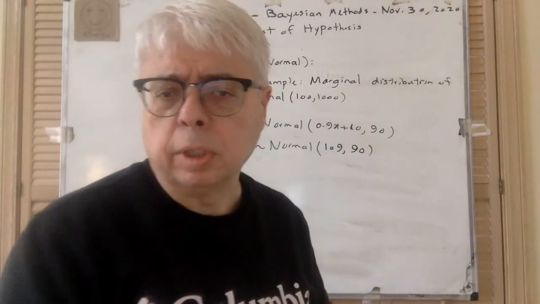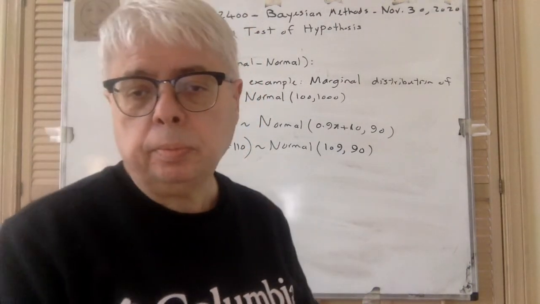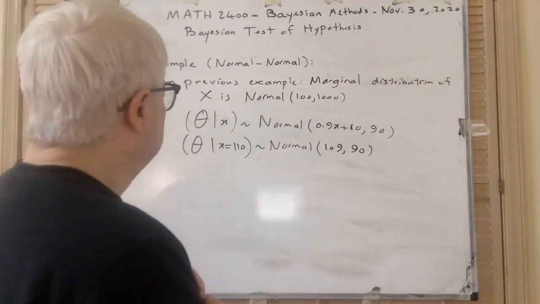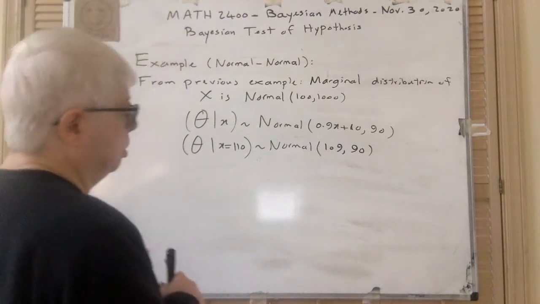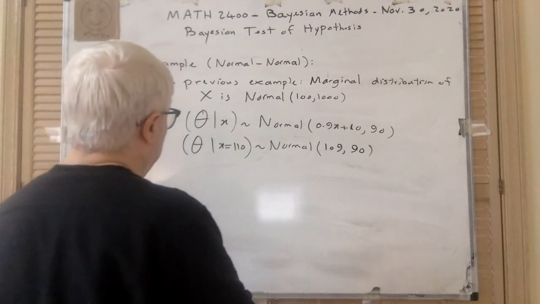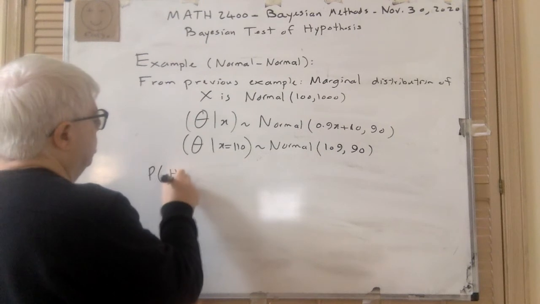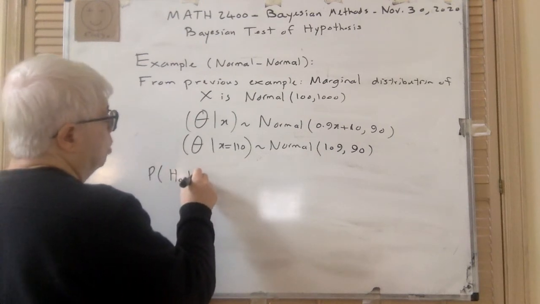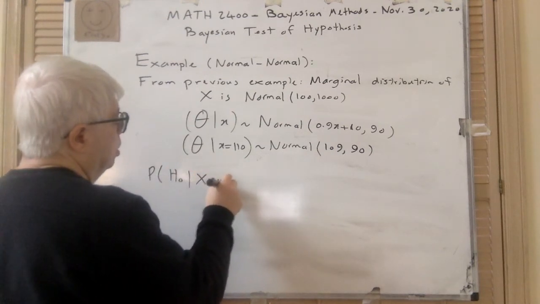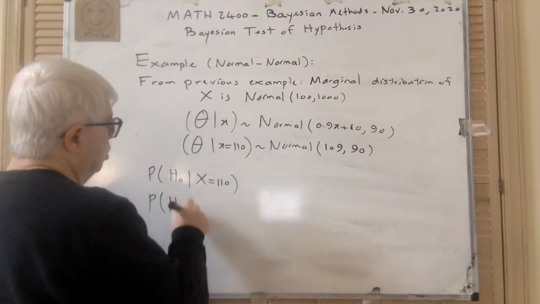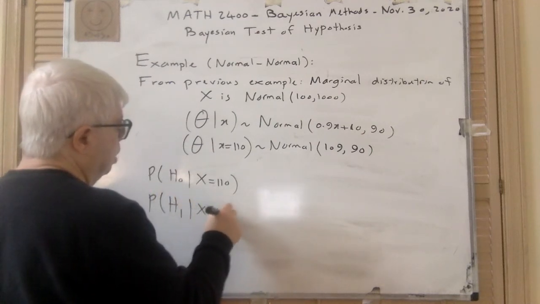So that is in fact a posterior distribution, and we want to find P of H0 given that my observation was 110, and the other one, H1 given the observation was 110.